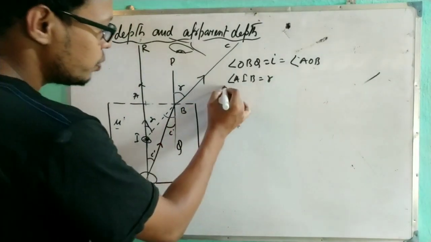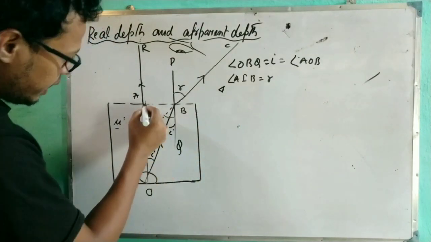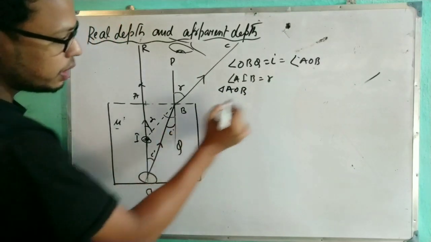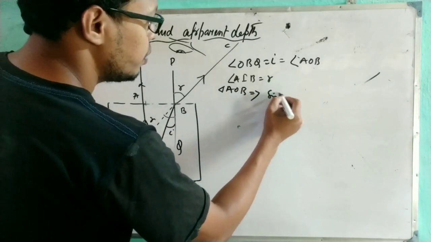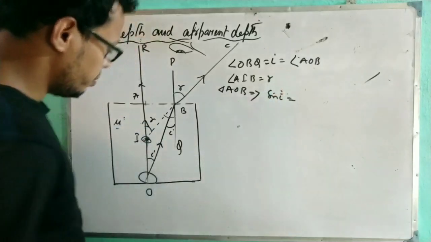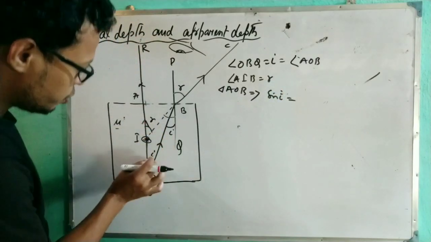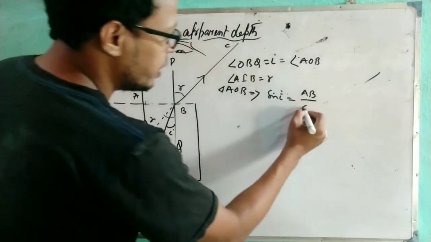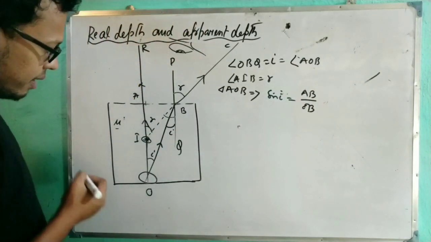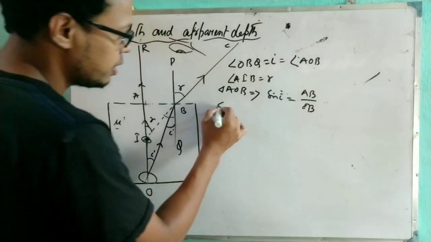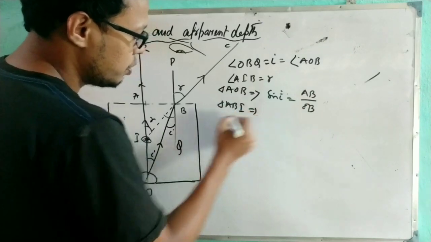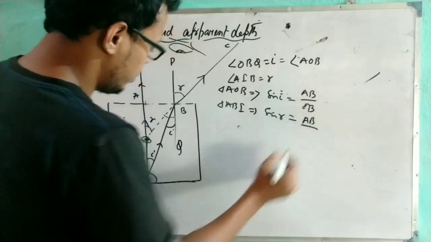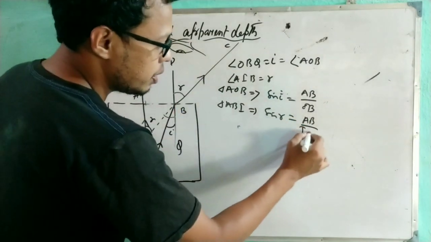Take the triangle. Which triangle am I taking? Triangle AOB. In AOB, this angle is I. So from here, sine I will be base by hypotenuse. In this case, base will be AB, hypotenuse will be OB. Okay. Now take the other triangle, which is ABI. Here sine R equals base, also AB, and the hypotenuse is IB.